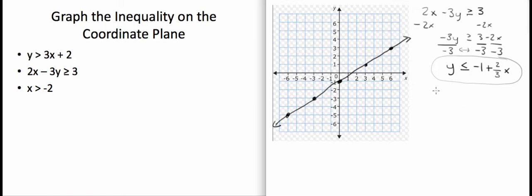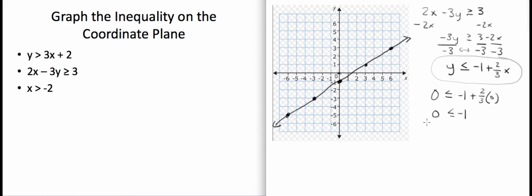So now we have to determine which side we need to shade. As we said in the earlier example, the easiest point to pick is 0, 0. So we start with 0 is less than or equal to negative 1 plus 2 over 3 times 0. We have 0 is less than or equal to negative 1, because this goes away.